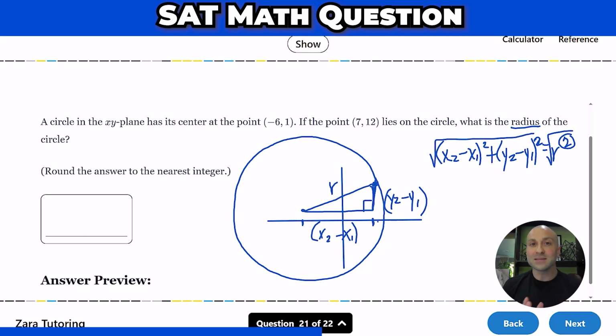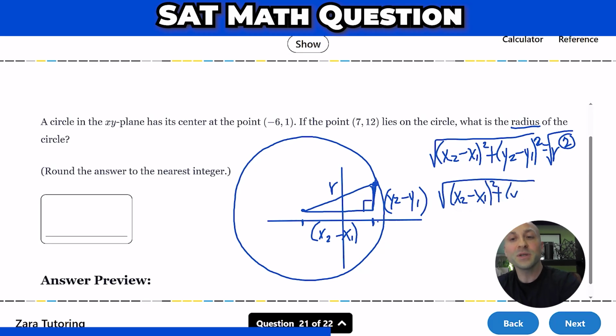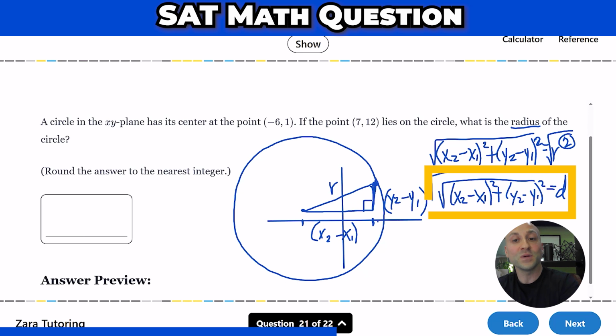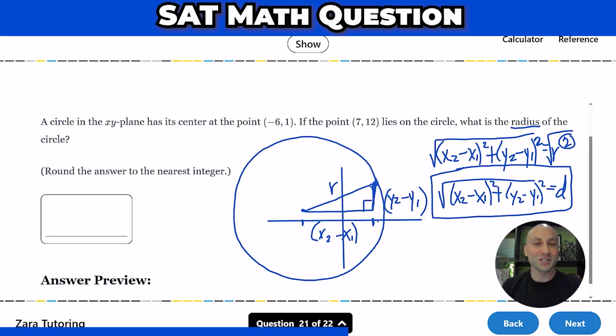And keep in mind that the radius is the distance between the center point and any point on the circle. So I'm going to go ahead and replace the r with a d for distance. Well, look at that. We just derived the distance formula. So if that looks familiar, good. If it doesn't, don't get too attached to it because I'm going to show you a more efficient approach in just a moment. But let's say you knew the distance formula right away.